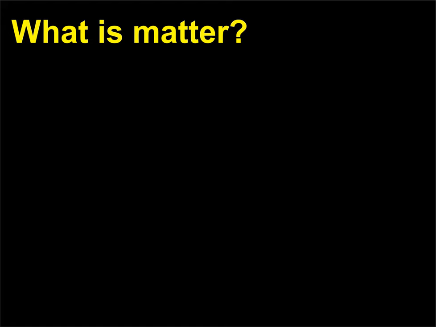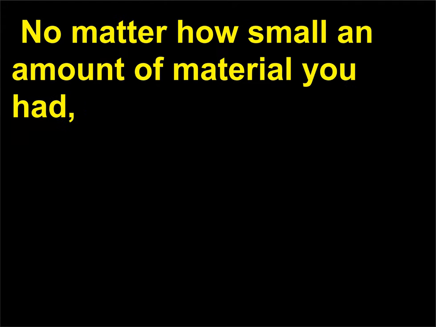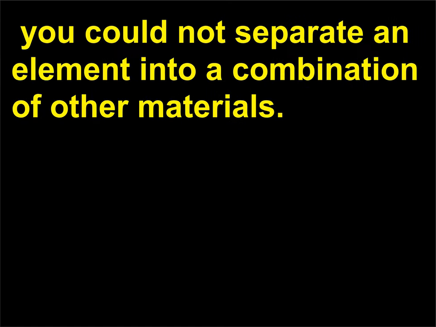What is matter? Ancient people in many parts of the world believed that all matter was made of four elements: earth, air, water, and fire. No matter how small an amount of material you had, you could not separate an element into a combination of other materials.